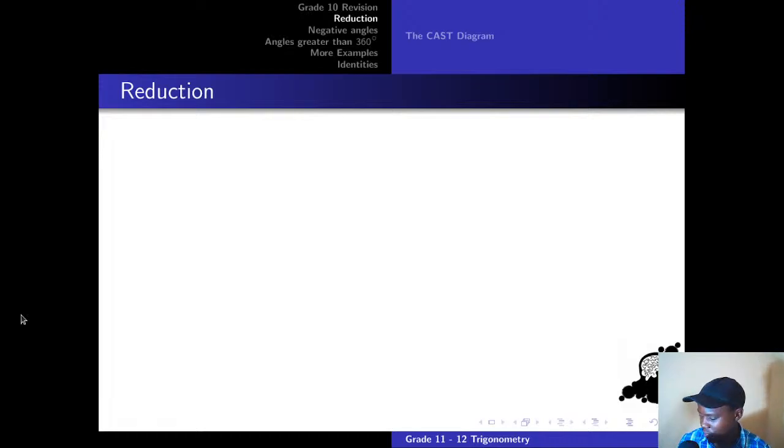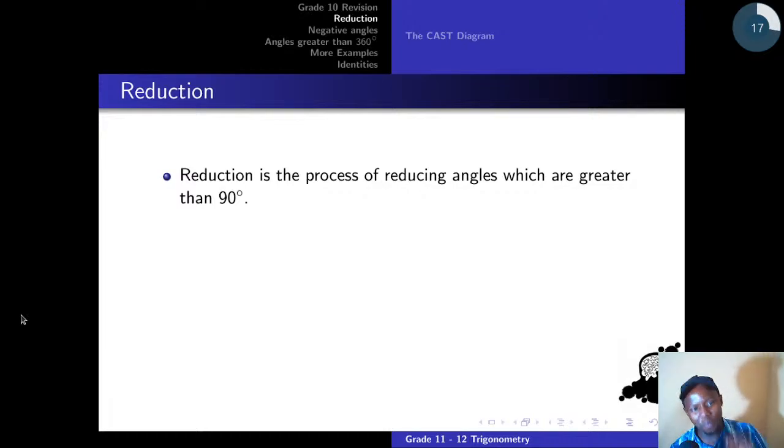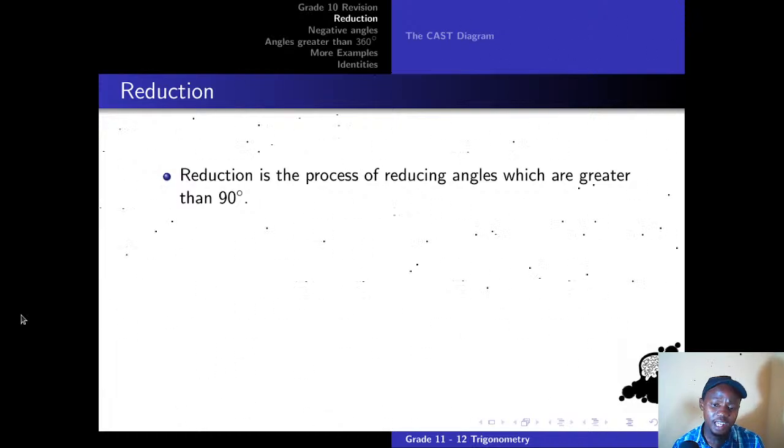Now, what is reduction? Reduction is the process of reducing angles which are greater than 90 degrees. In essence, as we have said just now, for you to make use of the basic trigonometric ratios, all angles must be less than 90 degrees. This means if you sit with an angle which is greater than 90 degrees, you have a problem. Therefore, reduction is the process in which we can take any angle which is greater than 90 degrees and make it smaller than 90 degrees. We are taking any angle which is greater than 90 degrees and we are making it an acute angle.